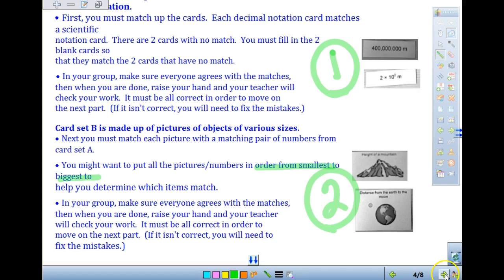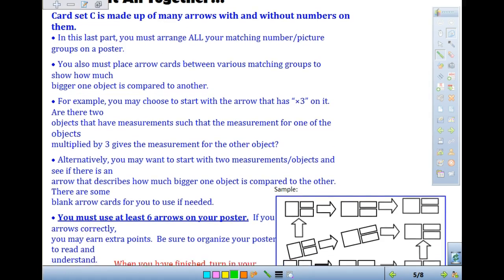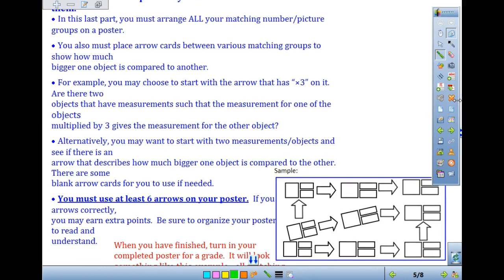Then you're going to check that, and that's probably as far as most of you will get today in class, okay? If you continue on that next page, would you please keep reading, Katie? Or Haley? Card C. Yep, card C. Card set C is made up of many arrows with metallic numbers on them. In this last part, you must arrange all your matching numbers and picture groups on the poster. You also must place arrow cards between various matching groups to show how much bigger one object is compared to another.